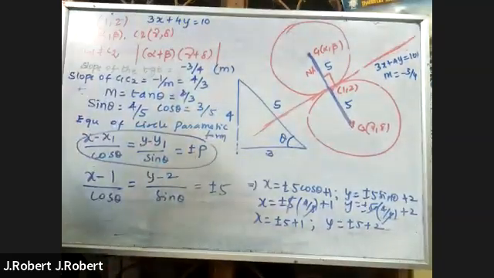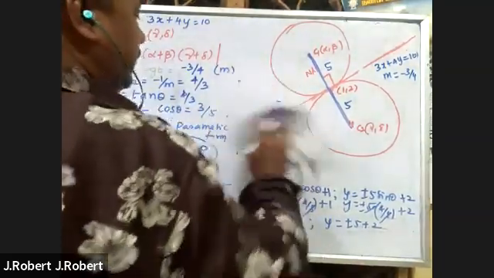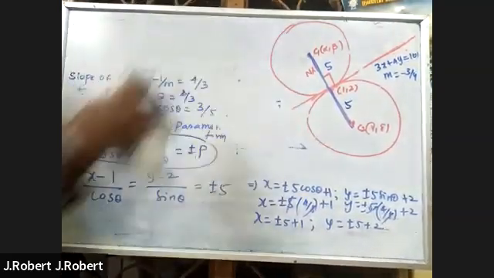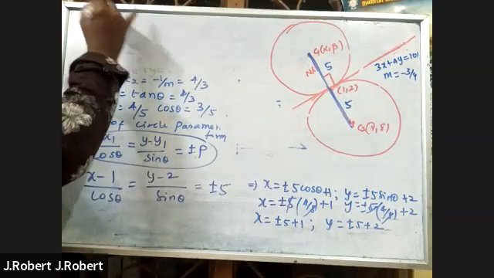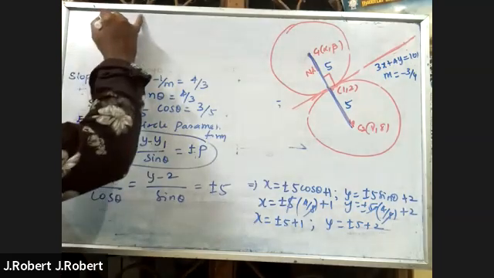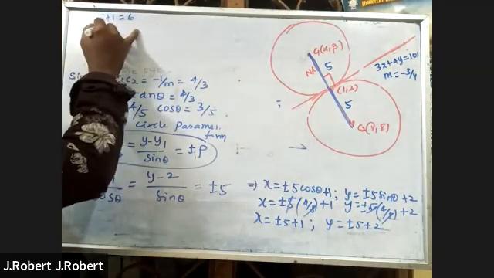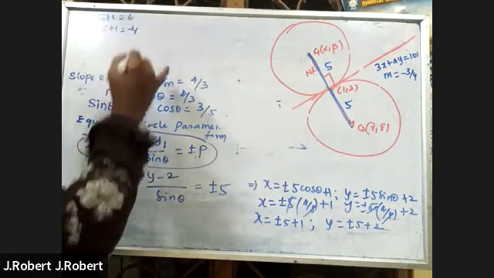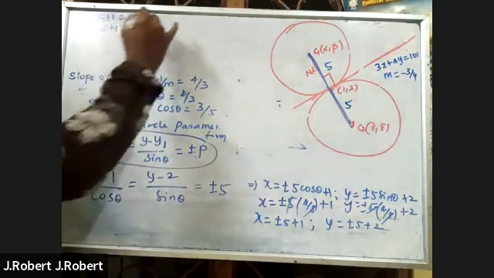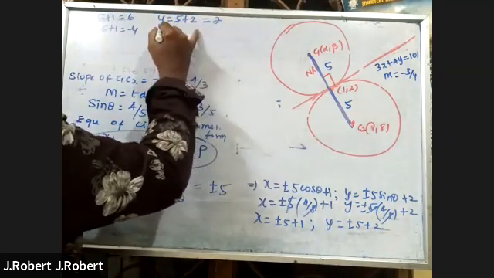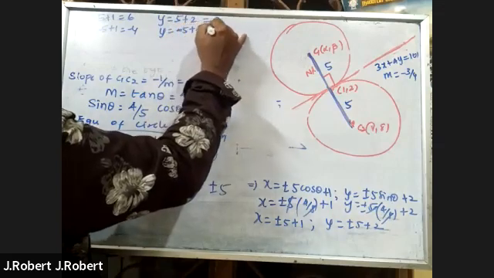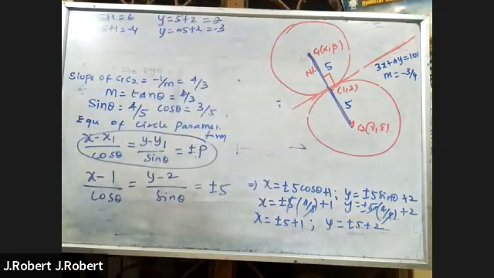Now we have x equals plus or minus 5. If I take plus 5, 5 plus 1 equals 6. If I take x equals minus 5 plus 1, I get minus 4. So we have two values for x. In the same way for y, 5 plus 2 gives 7, and y equals minus 5 plus 2, which equals minus 3. So here we have two values for x and two values for y.